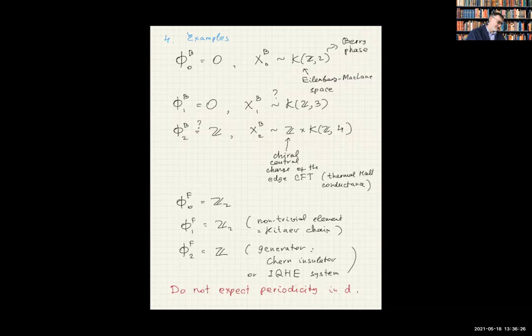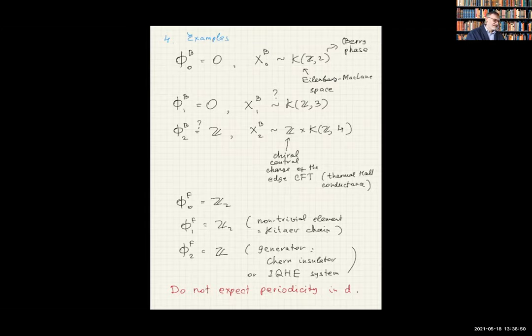Now, what is this integer? Well, it's supposed to be related to the chiral central charge of the edge conformal field theory. It's the chiral central charge. It's also related to the thermal Hall conductance of the bulk. It's some sort of bulk-boundary correspondence, which says the thermal conductance at low temperatures is linear and its slope is equal to the chiral central charge of the edge CFT. That's related to the Z here.